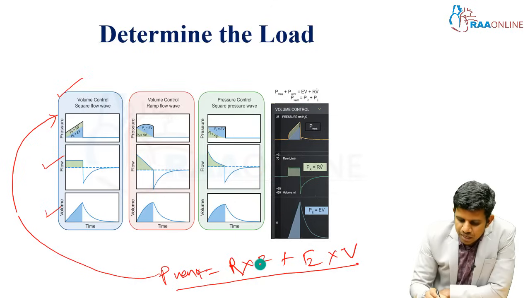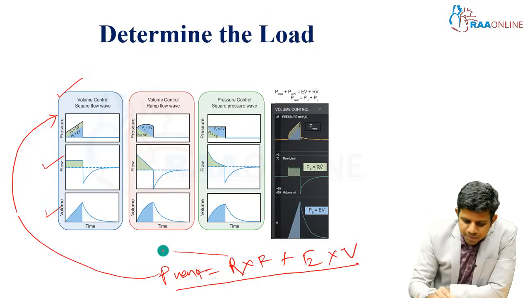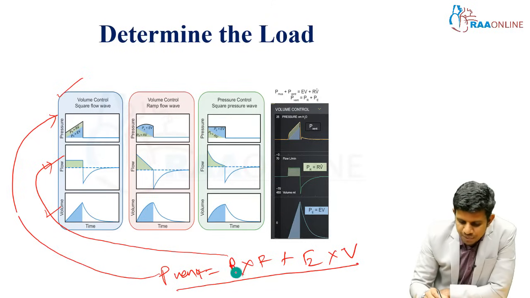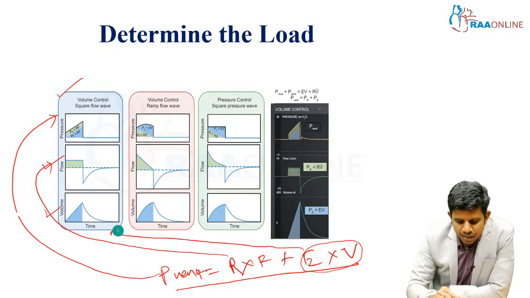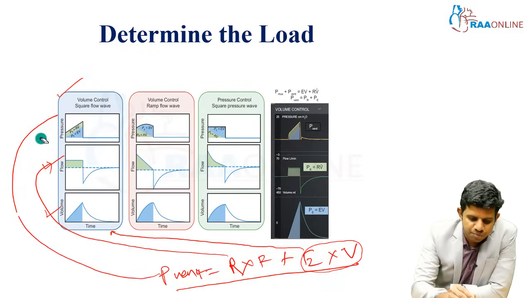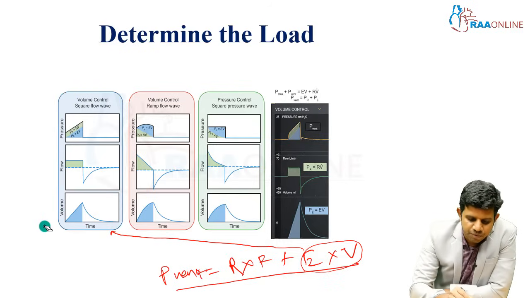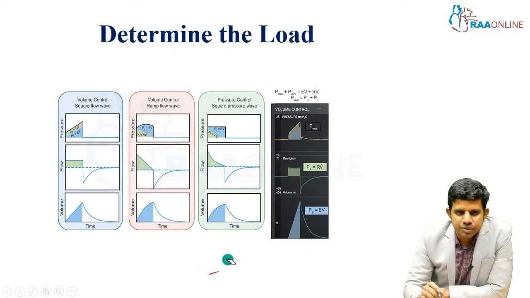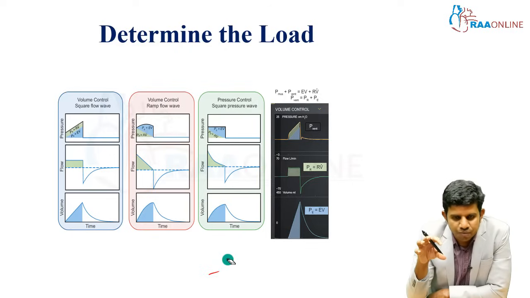The flow scalar is expressing your resistive pressure. The elastic pressure is expressed by the tidal volume; the volume scalar is expressing your elastic load. So from these, the ventilator waveforms, the pressure, volume or flow time scalars, are actually expressing your equation of motion.